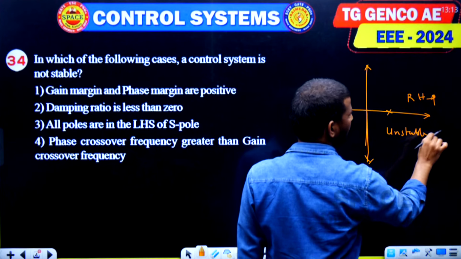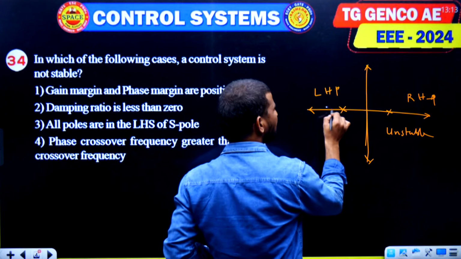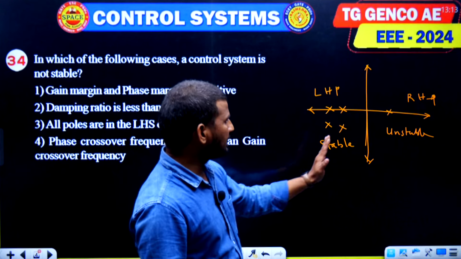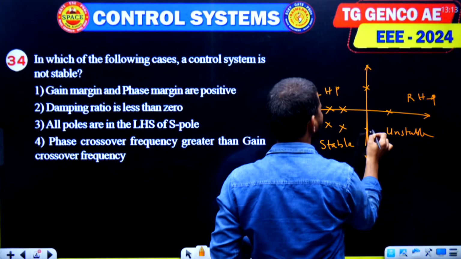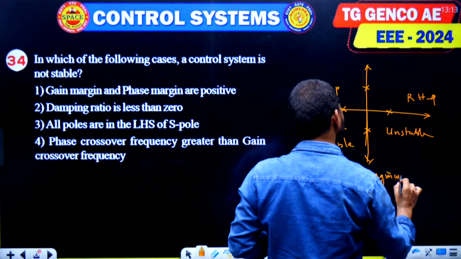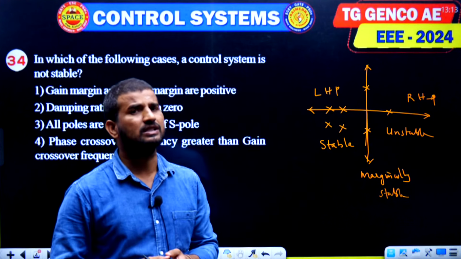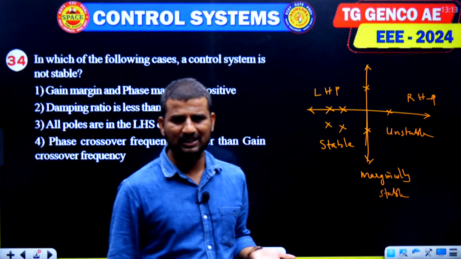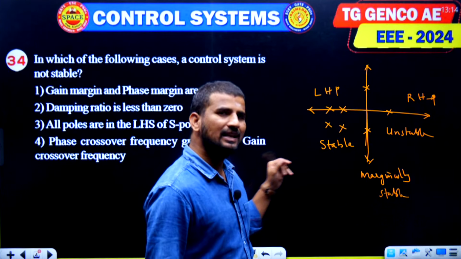This area is unstable. If even one pole is in the right hand plane, we say it is unstable. If the poles are on the left hand side, we say it is stable. And if poles are on the imaginary axis, that is critically stable, what we call marginally stable. These are the fundamental understandings of the control system transfer function with respect to pole locations: poles completely on the left side are stable, even one on the right side is unstable, and on the imaginary axis is marginally stable. With this basic idea, we can easily answer this question.